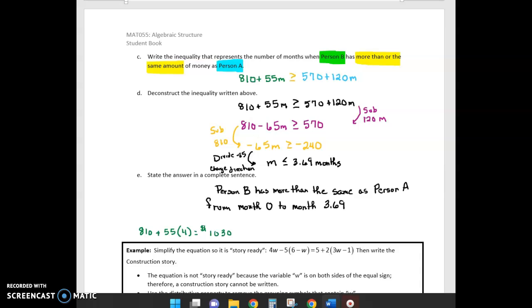And if we did this right, this should be less than whatever person A is going to have. And person A is $570 plus $120 for the 4 months. And again, putting this into the calculator, we end up with $1,050, which means that we did this correctly. So in month 4, which is greater than 3.69, person B has now less than what person A has.